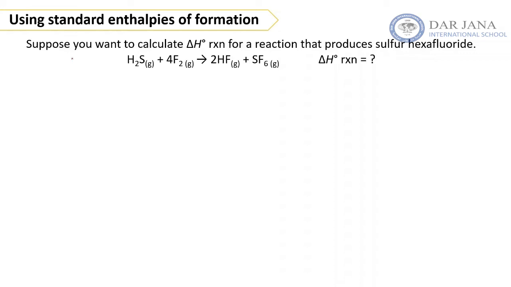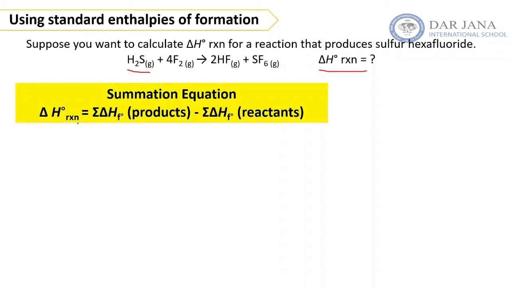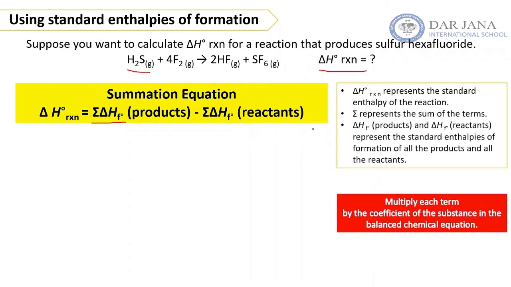Suppose you want to calculate delta H reaction for a reaction that produces sulfur hexafluoride. We have S plus 3F2 produces 2 hydrogen fluoride plus sulfur hexafluoride. Now, how can we calculate delta H for the reaction? As we said, we apply the formula. It's the sum of the delta H formation for the products minus the delta H formation of the reactants. But we have an important note. Don't forget to multiply each delta H formation by the coefficient in the equation.